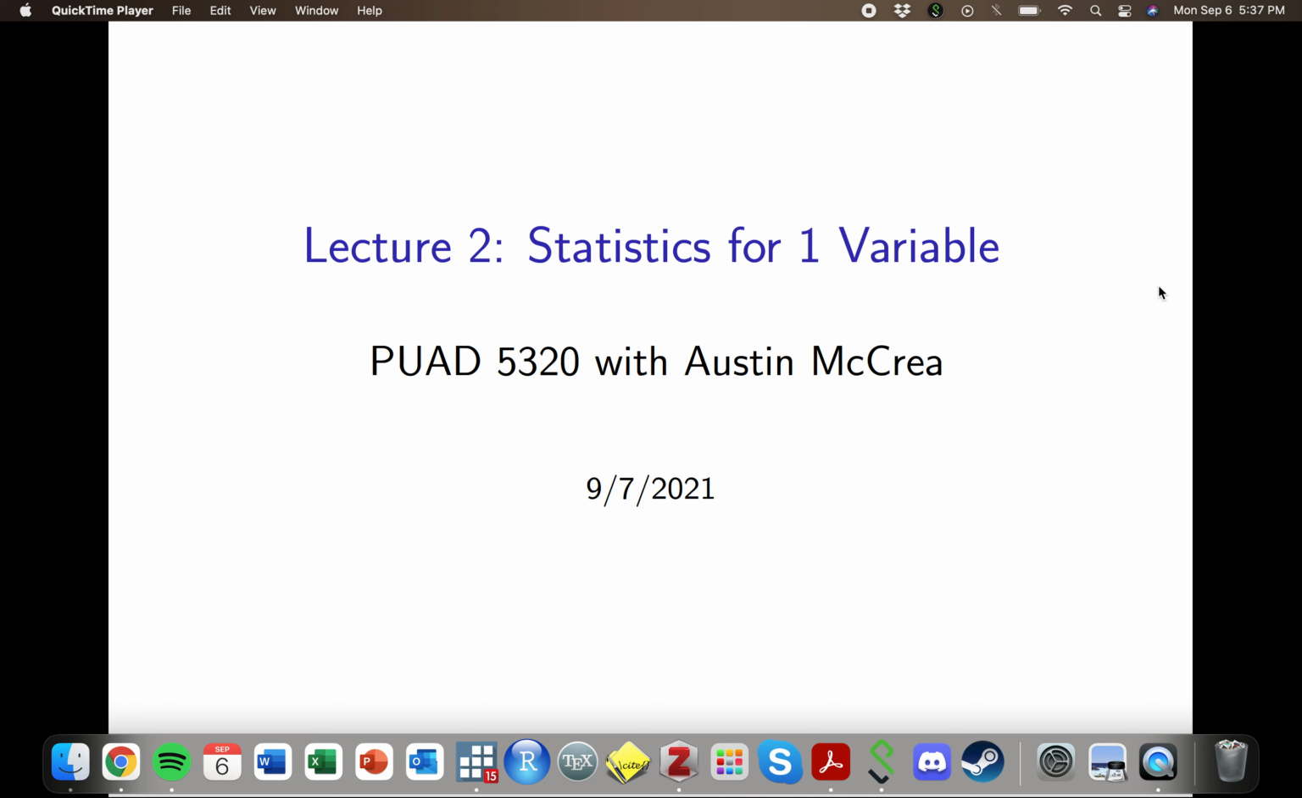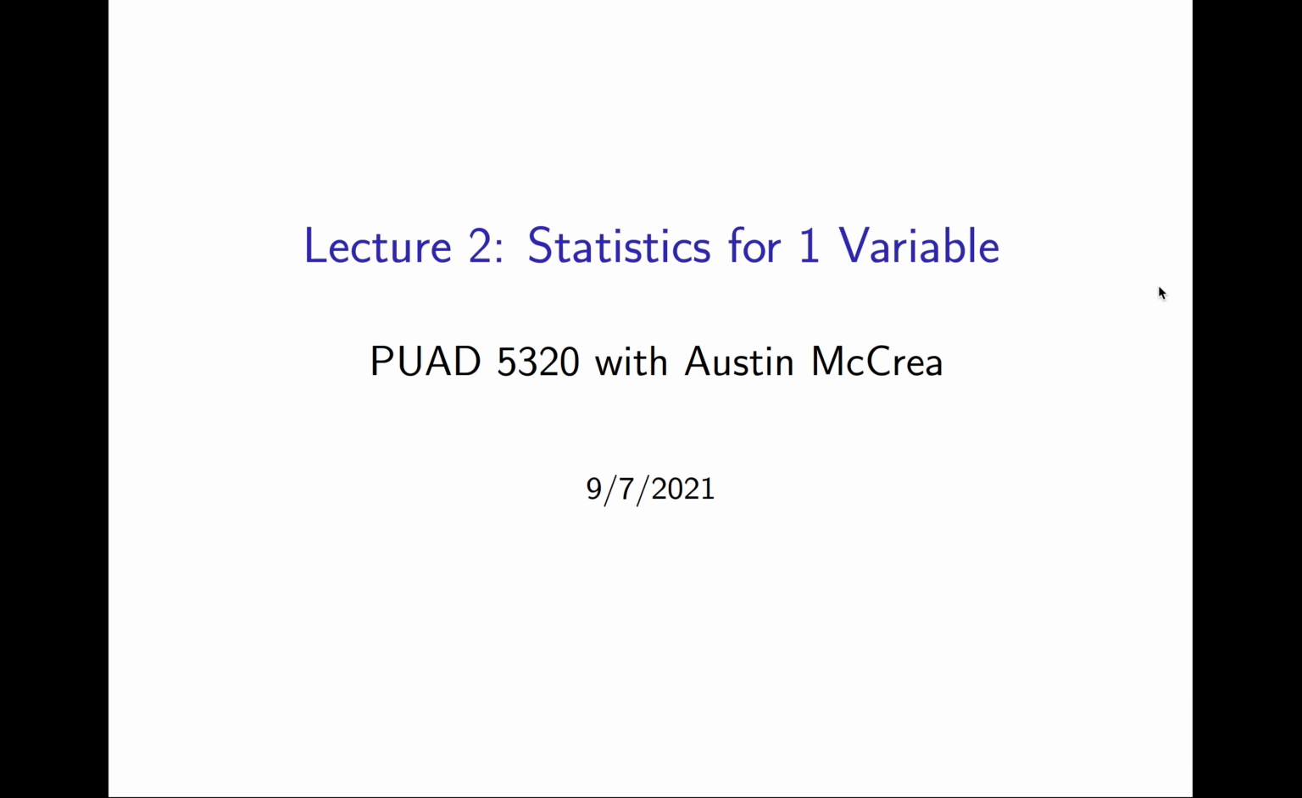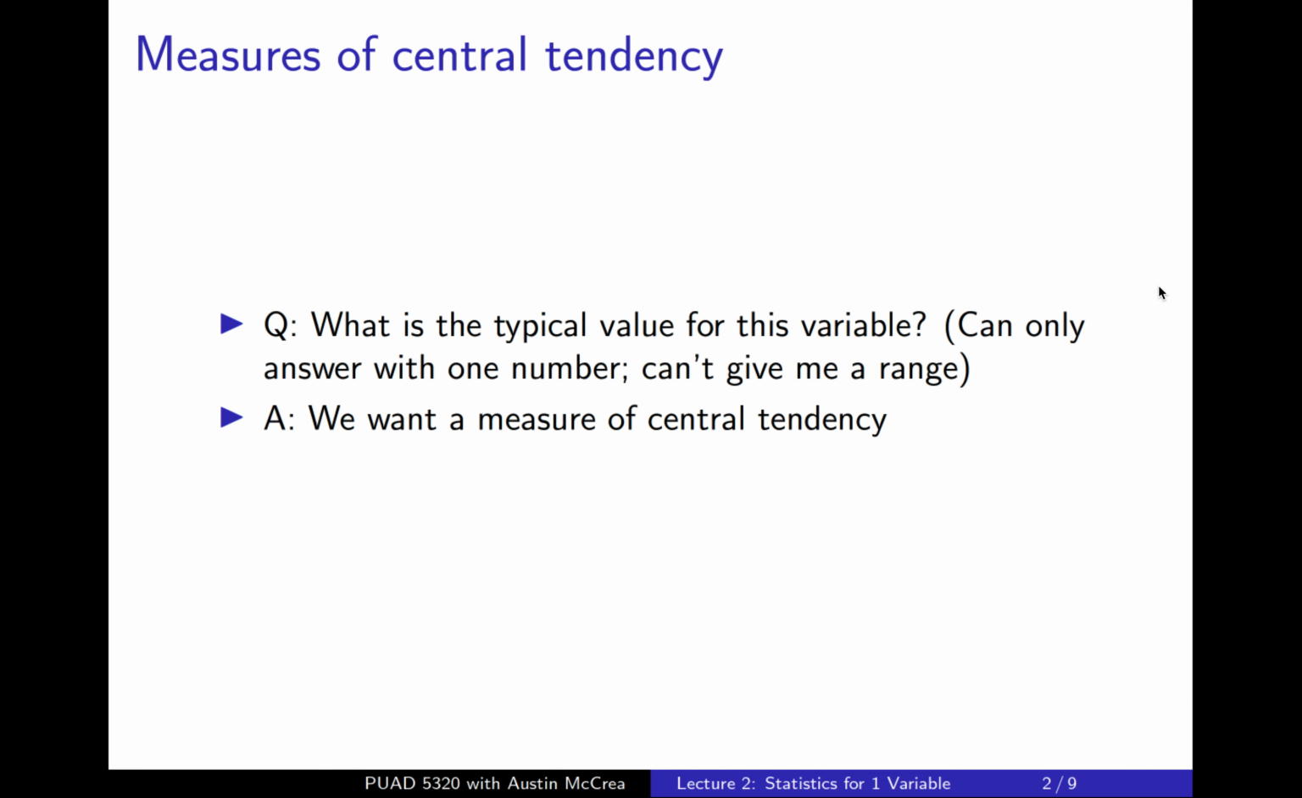Hello everybody. This is lecture 2, which is entitled Statistics for One Variable. And this lecture corresponds to chapter 2 of the Minus the Math textbook. And so the key concept that we're going to talk about within this lecture are different measures of central tendency.